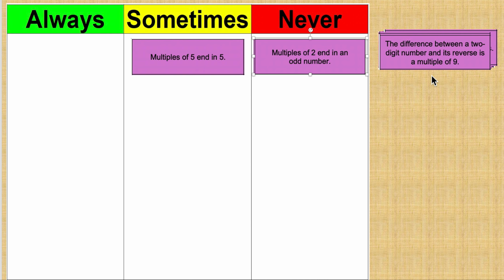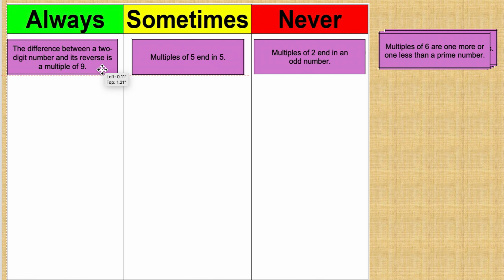63 and 36. That's 27. Oh, I'm stuck on 27s. How about 42 and 24? That is 18. That's a multiple of 9. So in every case that I'm thinking of, I'm getting the answer to be a multiple of 9. So I'm going to make this assumption here that this is true.